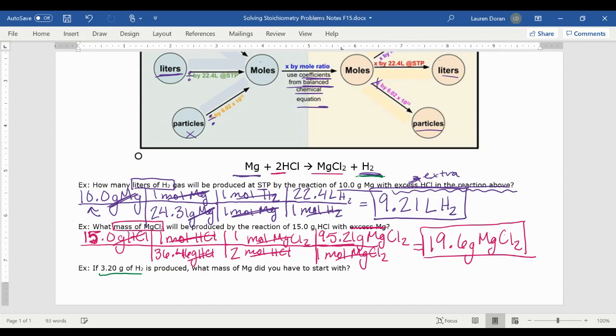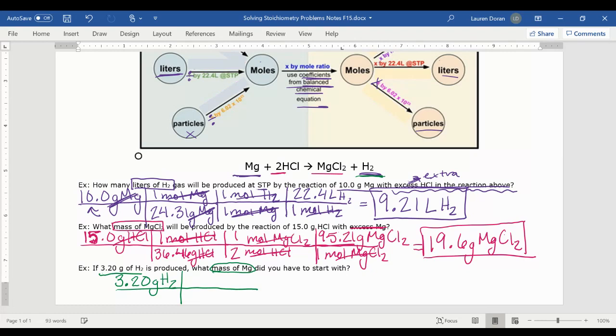Okay, this is also a practical question if we think about it, because if we say, okay, I have to make this much product, how much ingredient or reactant do I have to put in to do that, right? How much ingredient do I have to buy to make the desired amount of product? That's a valid question. So 3.2 grams of H2 is my given value. Mass of Mg is where I'm going.